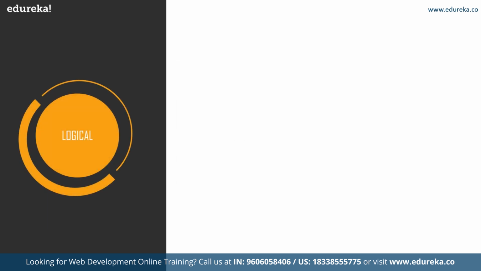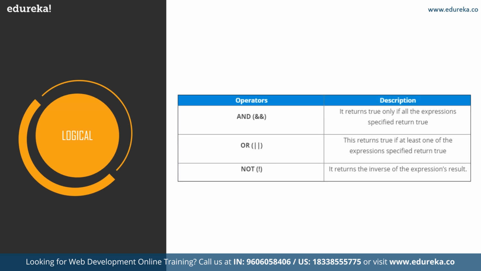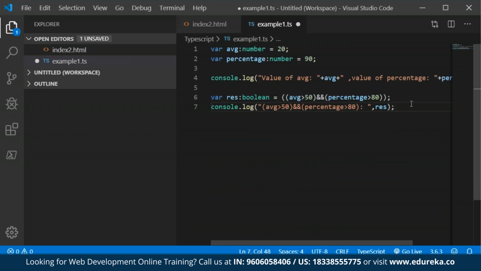Now talking about logical operators, we have three different operators, that is the AND, OR, and NOT. Now the AND logical operator returns true only if all the expressions specified return true, whereas the OR operator returns true if at least one of the expressions specified returns true. And finally, we have the NOT operator. Now it returns the inverse of the expression's result. Now let's take another example for our logical operators.